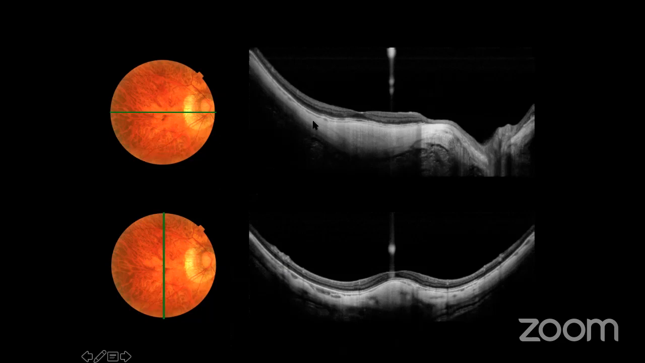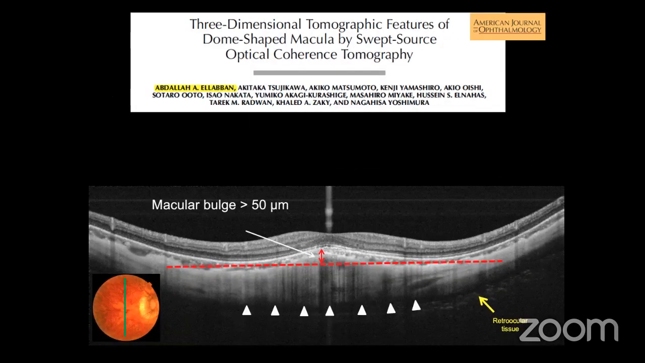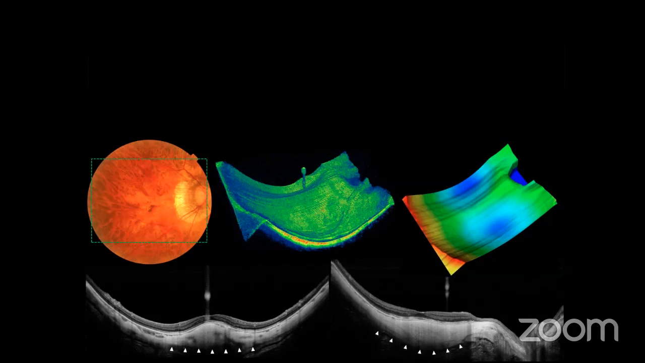As I mentioned earlier, it's very useful for highly myopic eyes to do a vertical OCT scan. For example, in this case, if you do a horizontal scan, you will hardly pick up any change. But if you do a vertical OCT scan, you'll see this bulge, or what we call dome-shaped macula. We did some work previously on dome-shaped macula, and we put a definition for it. Dome-shaped macula is diagnosed when we see this macular bulge more than 50 micron. And we tried to do 3D imaging of the macula using wide scans and then transfer that to a 3D image reconstruction.